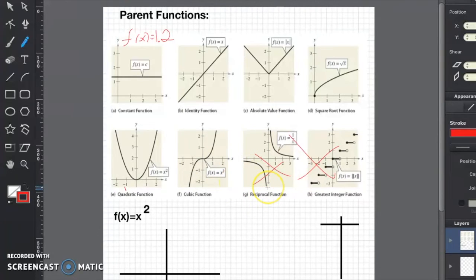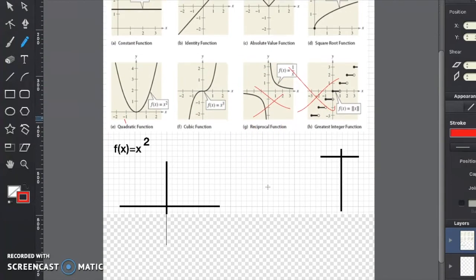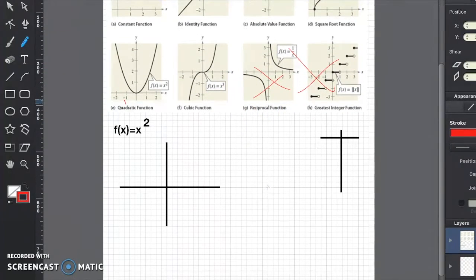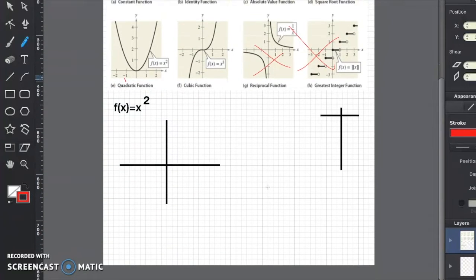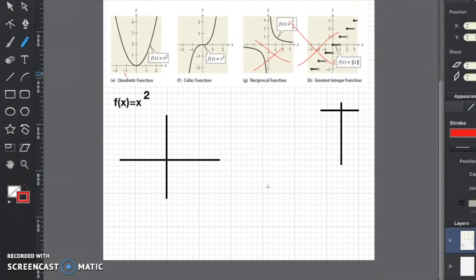Okay, so let's take a look at our first example here. And what I wanted to do is take a look at what it looks like to actually graph a parent function, right? What do you need to graph a parent function? What am I looking for when I'm talking about the critical values and all that kind of stuff? So let's start.